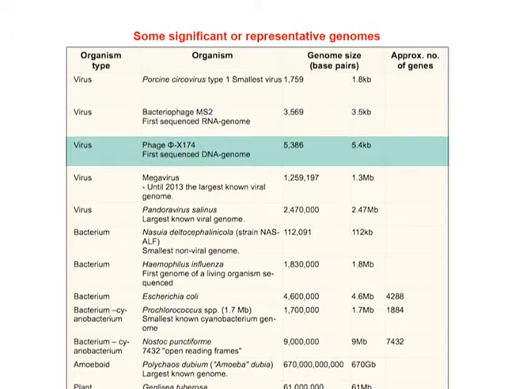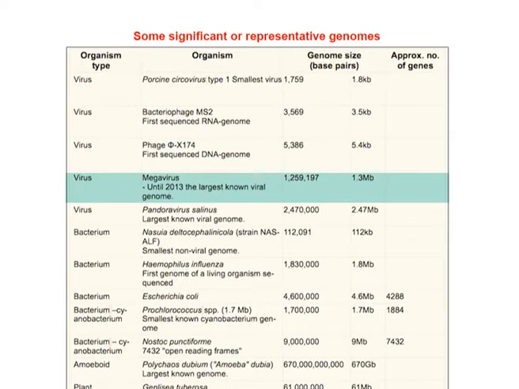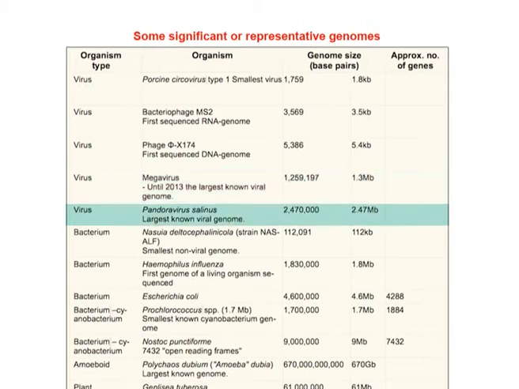Virus phage phiX174, which was the first sequenced DNA genome, has a genome size of 5.4 kilobase pairs. Virus megavirus has a genome size of 1.3 MB. Virus Pandoravirus salinus, which is the largest known viral genome, has a genome size of 2.47 MB.